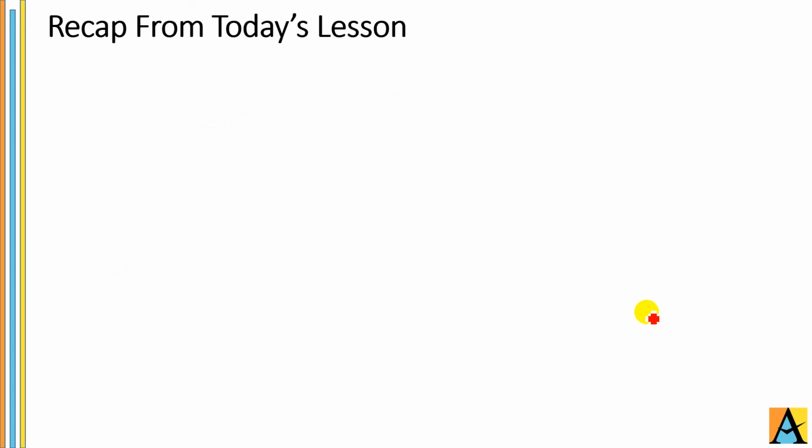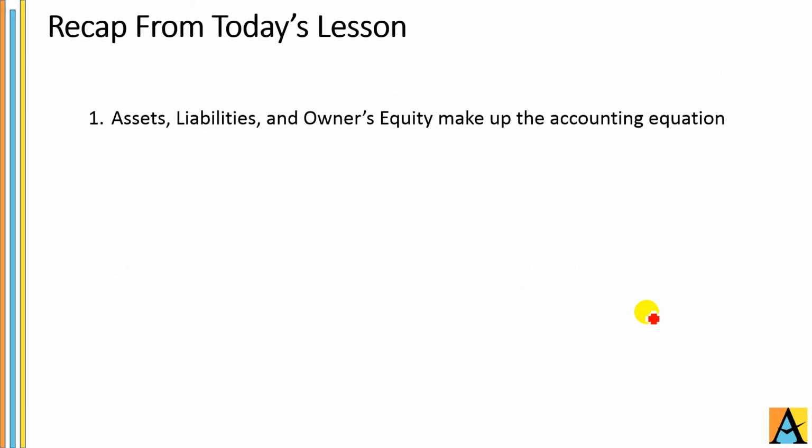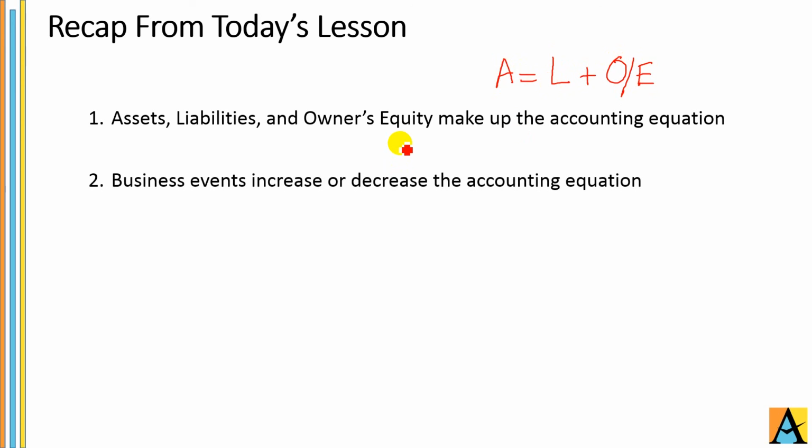Alright, so let's recap from today's lesson. First of all, we learned that assets, liabilities, and owner's equity make up the accounting equation. We also learned that the accounting equation is assets equals liabilities plus owner's equity. We also learned that business events can increase or decrease the accounting equation, but just remember, whatever happens to one side of the accounting equation, say if we had an assets increase, we would have to have liabilities, owner's equity, or a combination of both increasing, so that way the equation still remains equal.